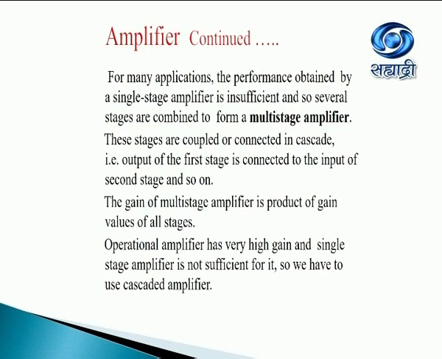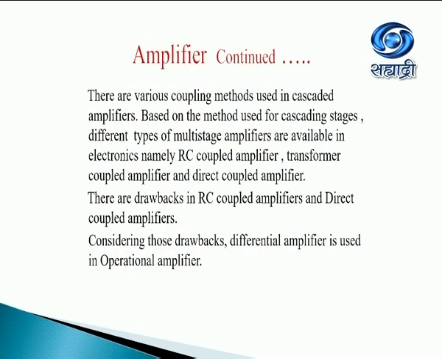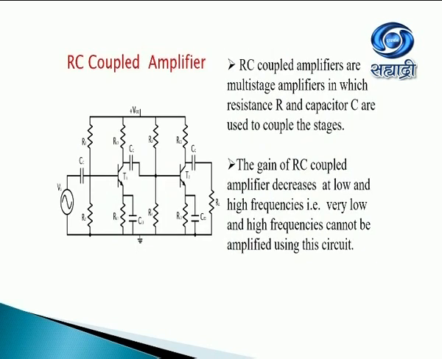Operational amplifier has very high gain and single stage amplifier is not sufficient for it. So we have to use cascaded amplifier. There are various coupling methods used in cascaded amplifiers. Based on the methods used for cascading stages, different types of multi-stage amplifiers are available in electronics, namely RC coupled amplifier, transformer coupled amplifier, and direct coupled amplifier. There are drawbacks in RC coupled amplifiers and direct coupled amplifiers. Considering those drawbacks, differential amplifier is used in operational amplifier.